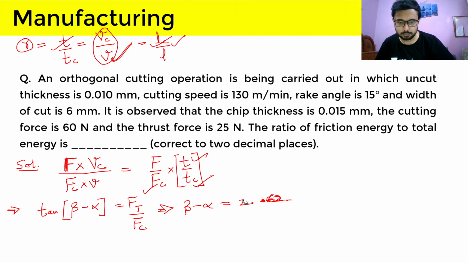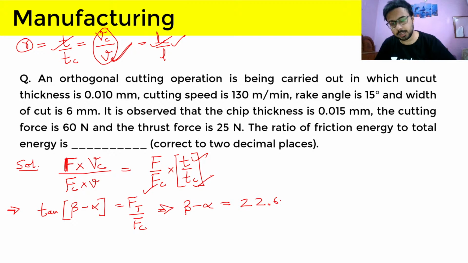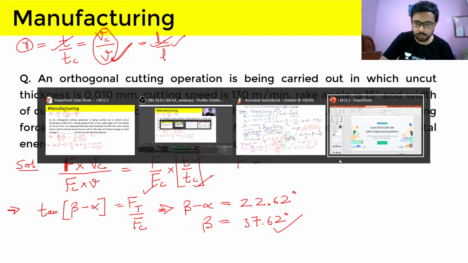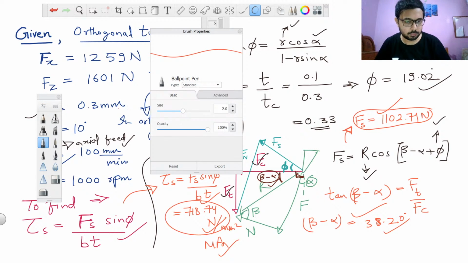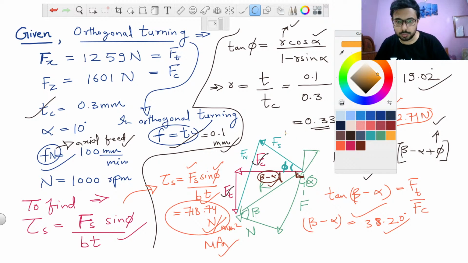22.62 degrees. So beta will be this much plus alpha. So it is 37.62 degrees. And we know that F will be equal to, since this is the Merchant circle, let me see if we have drawn it here. So we have drawn here, and just see here.